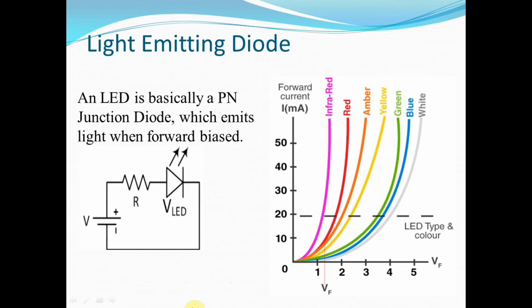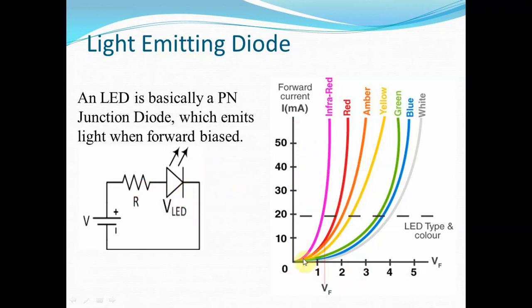Now this is the circuit diagram when the LED is forward biased. The anode terminal of the LED is connected with the positive terminal of the battery, and the cathode is connected to the negative terminal, which is called forward biasing. So whenever voltage is applied, because of these connections, current will start flowing through the LED, and the LED will start emitting light.